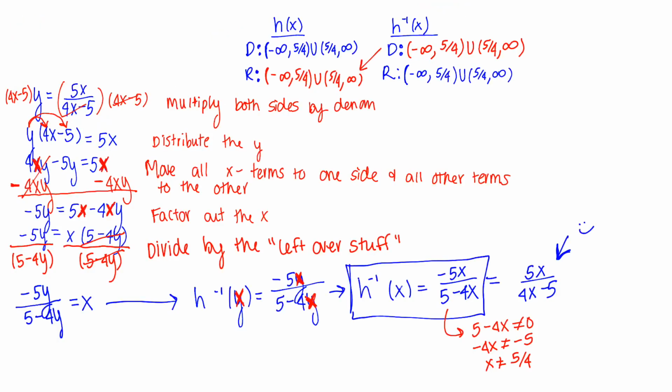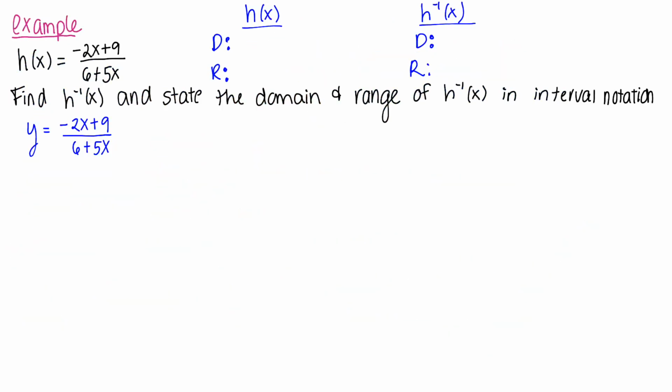And just like before, the first step is multiplying both sides by the denominator. So the denominator is 6 plus 5x. So I'm multiplying both sides by 6 plus 5x. That will cancel the denominator on the right-hand side. So we have y times (6 plus 5x) equals negative 2x plus 9.